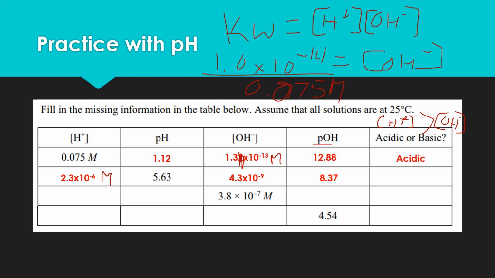Whew, that's a lot of numbers. So let's compare. We've got a low pH, we've got a high pOH. That is going to tell us again that it is acidic.